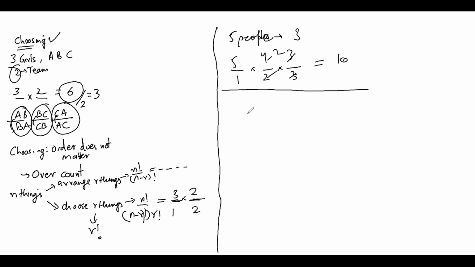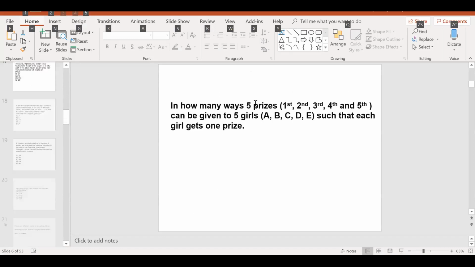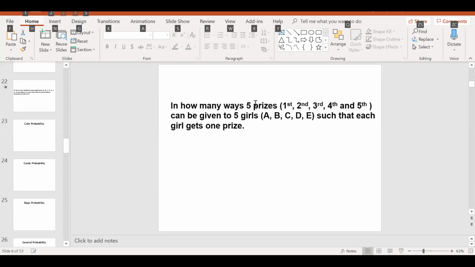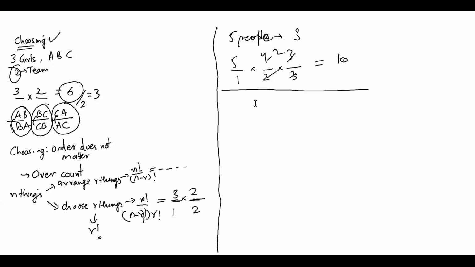Is that fine? Yeah. Okay. You can use the C's and P's in standard questions, but in most of the questions, you'll have to draw slots.